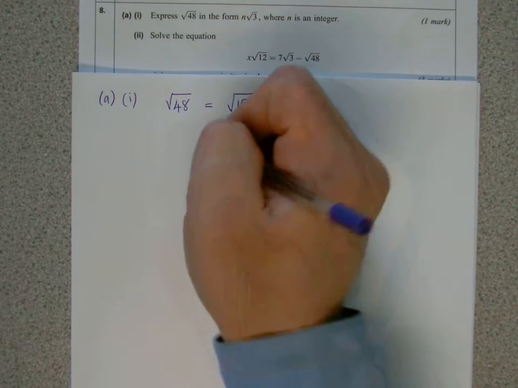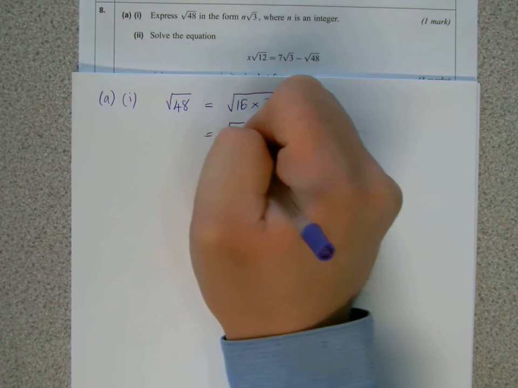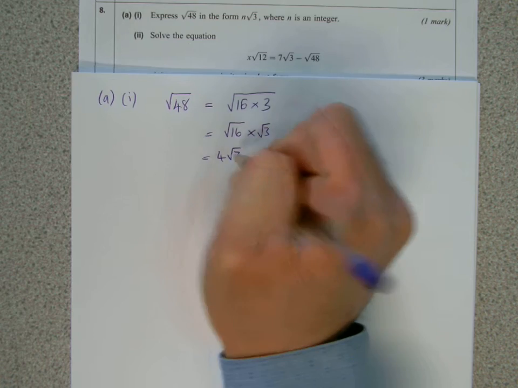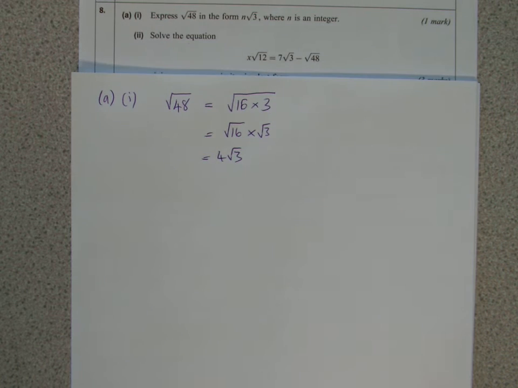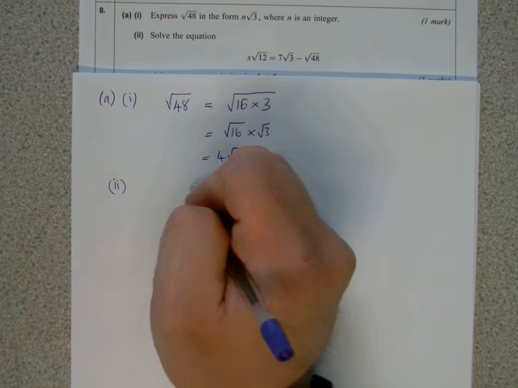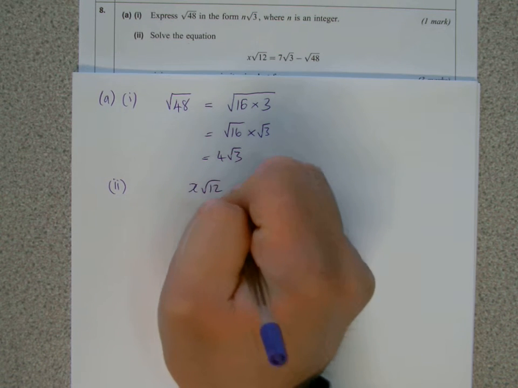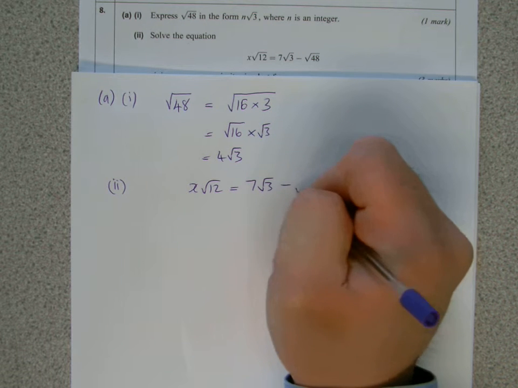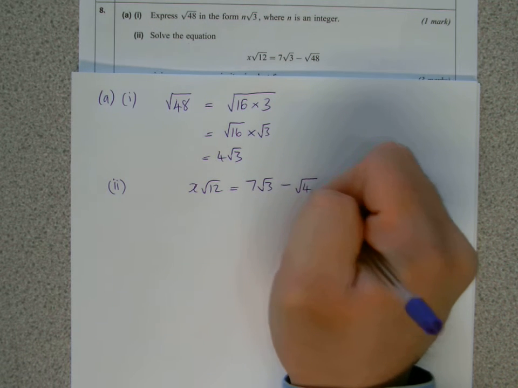And then we can split these surds up. So we actually get 4 root 3, okay? And that answers my question there, part 1. Part 2 then, we notice we're going to have to solve this equation. So we've got x root 12 equals 7 root 3 minus root 48.